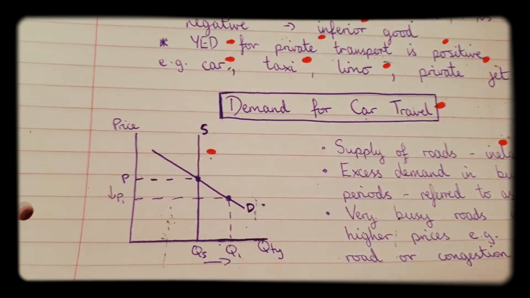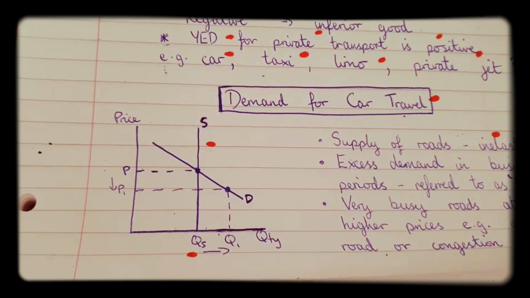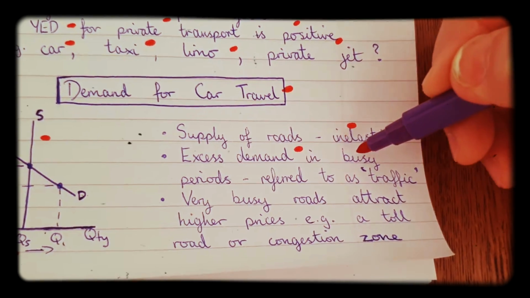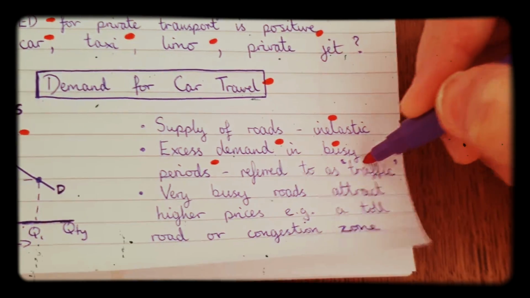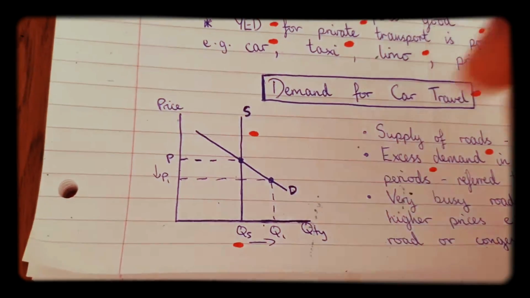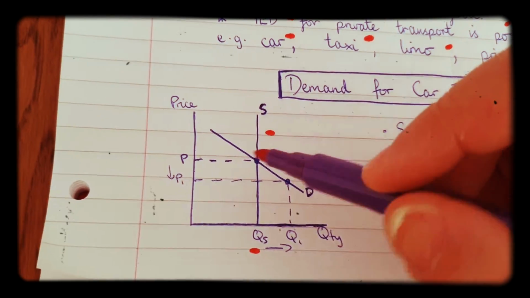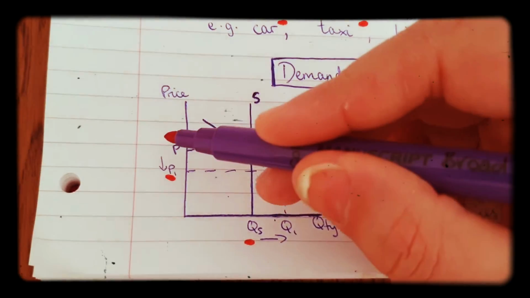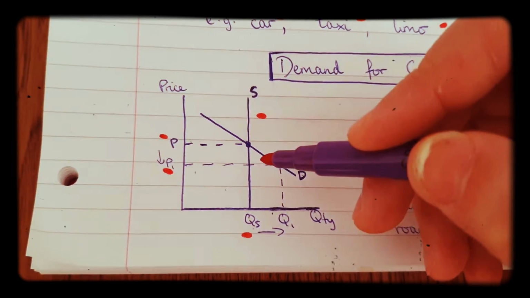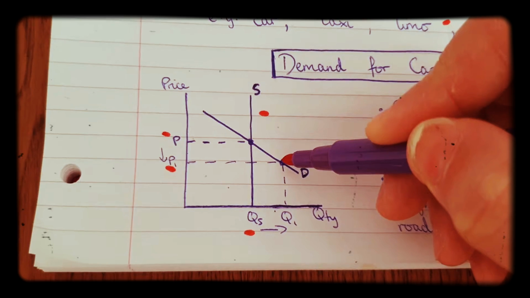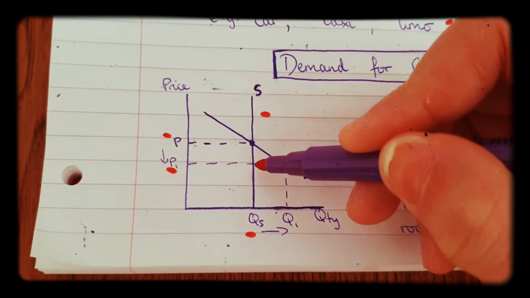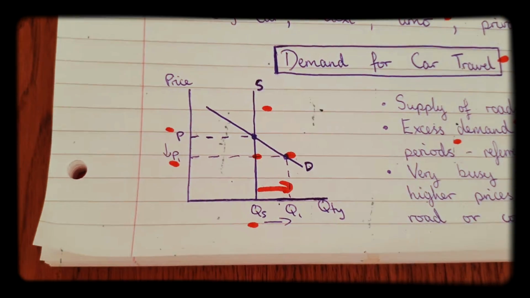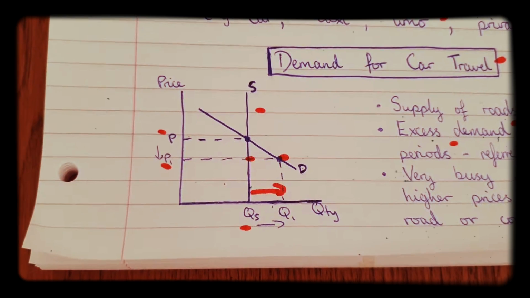It takes many years to build them, so there is only one potential quantity available. We also can have excess demand in this market during busy periods, and we refer to this as traffic, that's why we have traffic jams. I'm going to explain this here. Let's say, for example, we have this price, so the price of using the road is very low compared to what it should be up here. What happens is the demand for this road is here, whereas the supply of the road is there. So that creates an excess demand for the road. There are too many people demanding use of the road, and that leads to congestion.